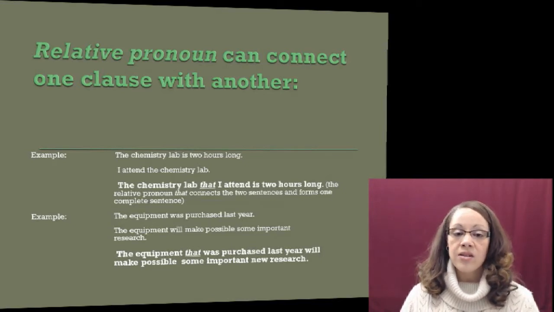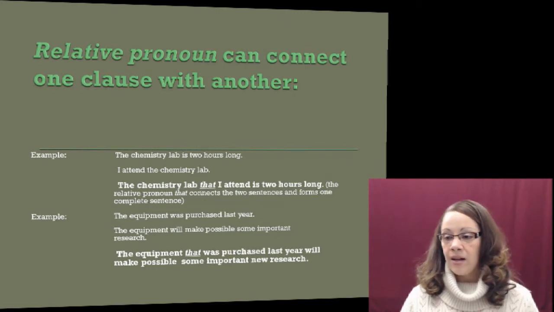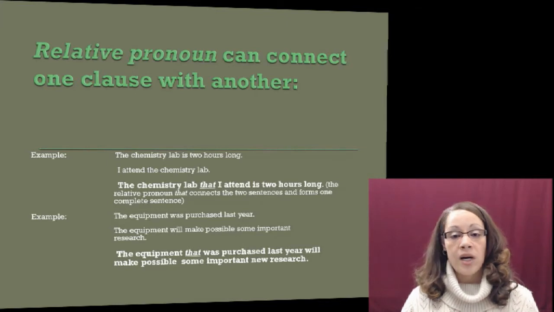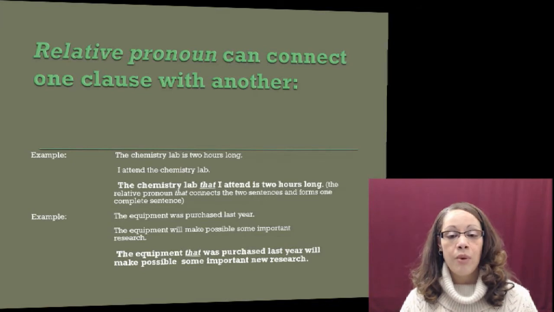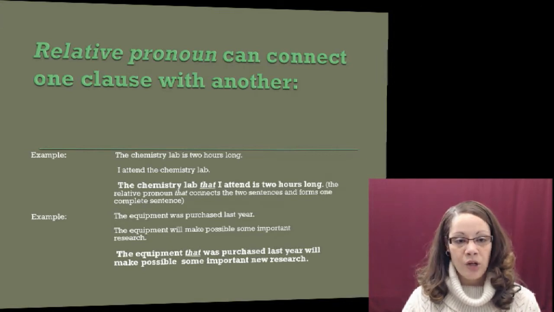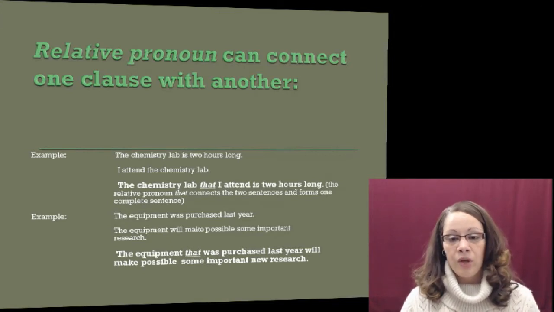Let's look at the next example I have at the bottom of your slide. The equipment was purchased last year. Let's find our verb. Was purchased is our verb of the sentence. Remember, some verbs do have helping verbs. Was is the helping verb in this case. Purchased is the main verb. Both verbs together is the verb of the sentence. Was purchased. Who or what was purchased? Equipment was purchased, so equipment is our subject of the sentence.